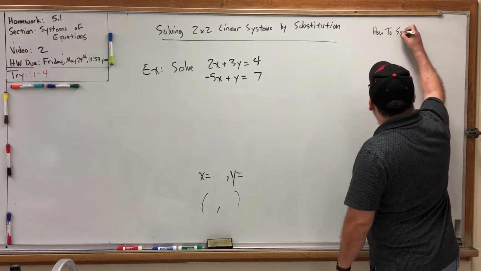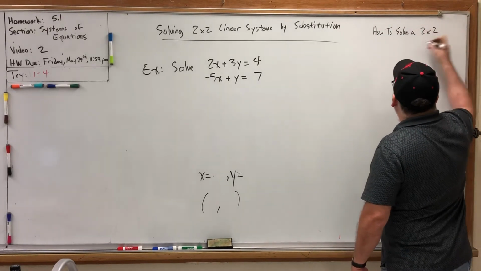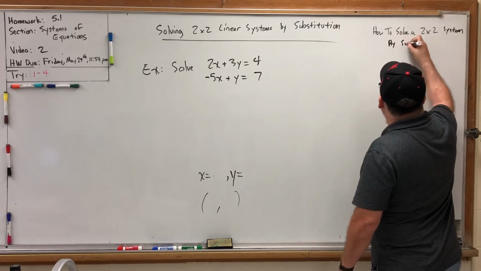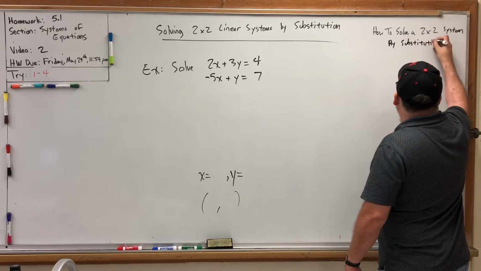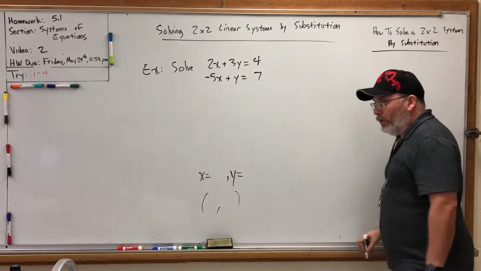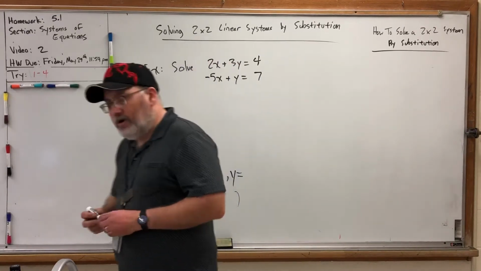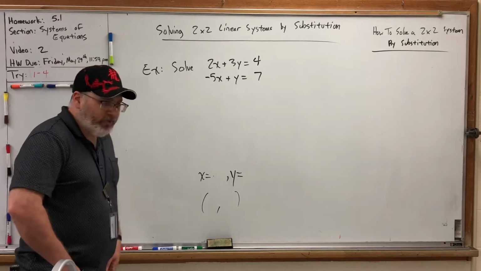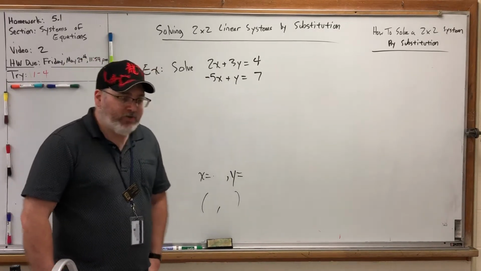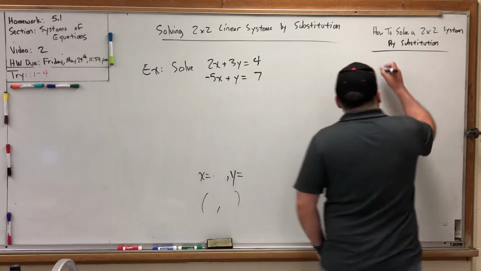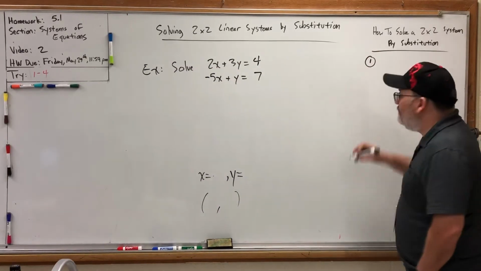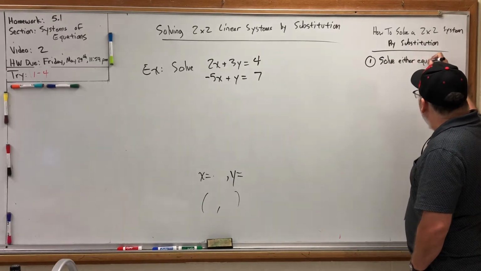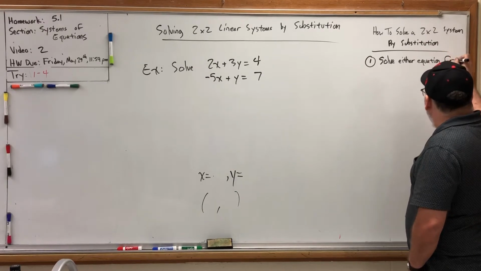How to solve a 2x2 system by substitution. I'm going to lay out a plan that will always work. Sometimes it gets a little ugly, but it will get the job done. If we're going to do a substitution, we need a substitution, and in order to get one, we need to solve for a variable. So on your first move, you have some decisions to make. Solve either equation for either variable.